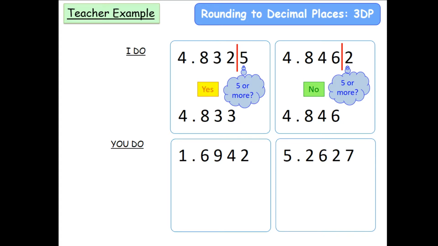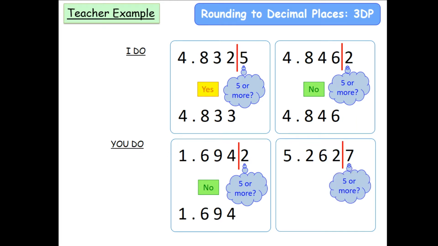Okay, so for the first one, you should have drawn your line between the 4 and the 2. Is 2 5 or more? No, so my number stays the same. So the answer is 1.694. Next one, my line should go between the 2 and the 7. Is 7 5 or more? Yes, so I need to round up. So my final answer is 5.263.